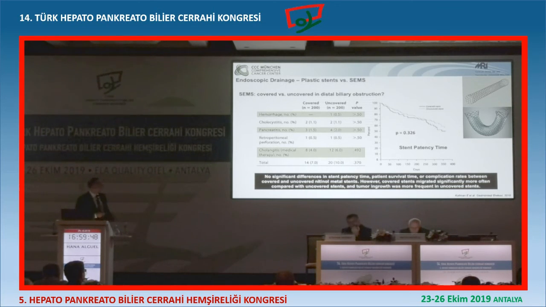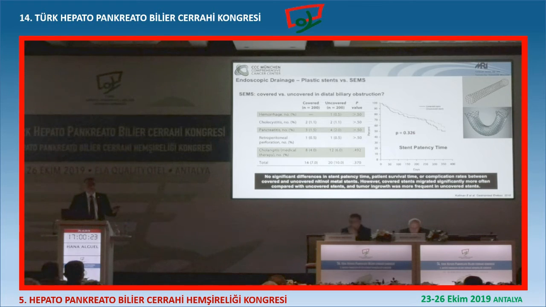We know that covered and uncovered metal stent, that there is not a real big difference when it comes to hemorrhage, cholecystitis, because some gastroenterologists were concerned through the placement of a covered metal stent, they can obstruct the cysticus duct and can induce cholecystitis. This seems not to be the case. Also retroperitoneal perforation is not different in cholangitis also. So arguing that there is not a big difference when it comes to covered versus not covered metal stent.